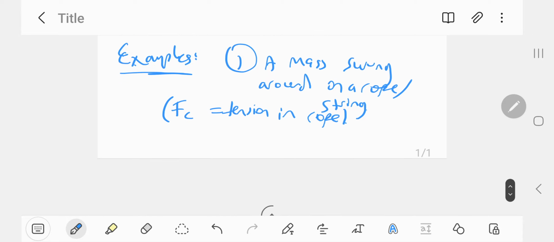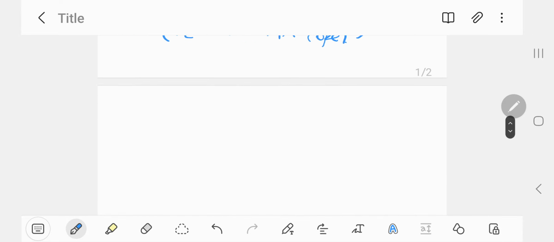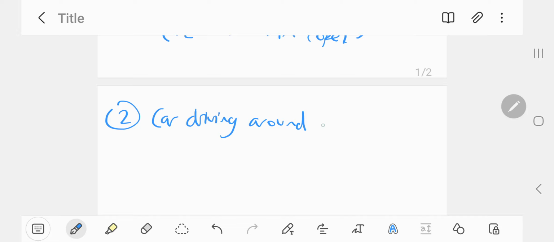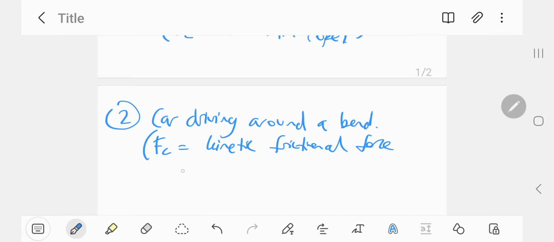Another example of circular motion is that of a car driving around a bend, or even a roundabout. And in this case, the centripetal force is provided by the kinetic frictional force between the car's tires and the road. And I should stress here kinetic because the car's moving. There's a kinetic frictional force acting on any object that's in motion. If an object is stationary, if the car's stationary, then it's the static frictional force.